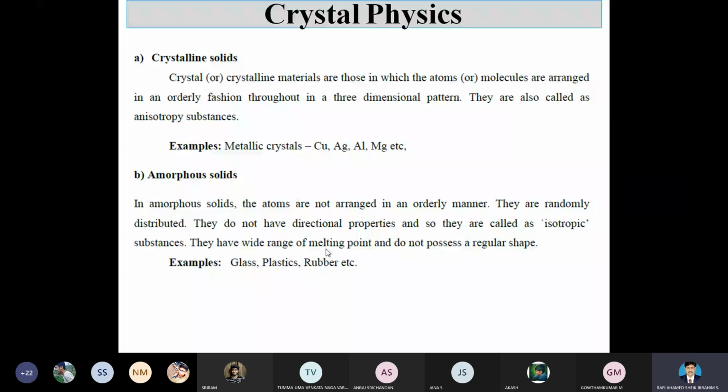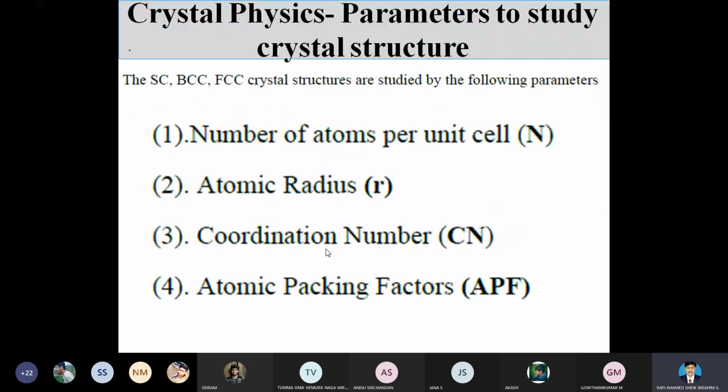So this is an important parameter. What we are going to write for an examination, so that I have started here. Crystal structure, parameters to study the crystal structure.